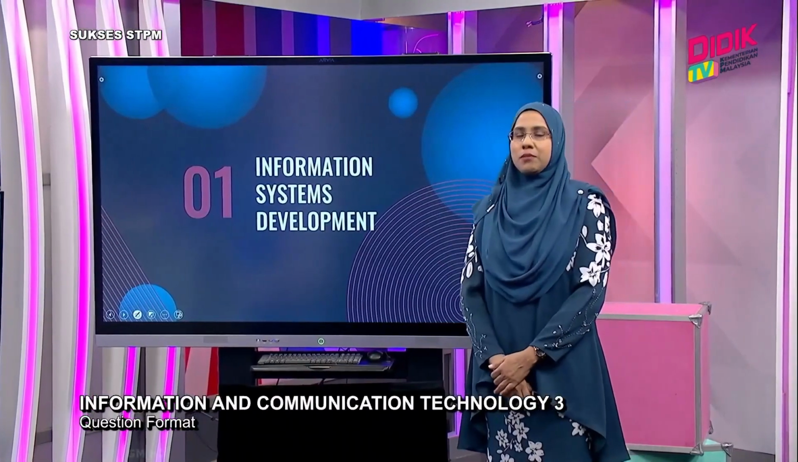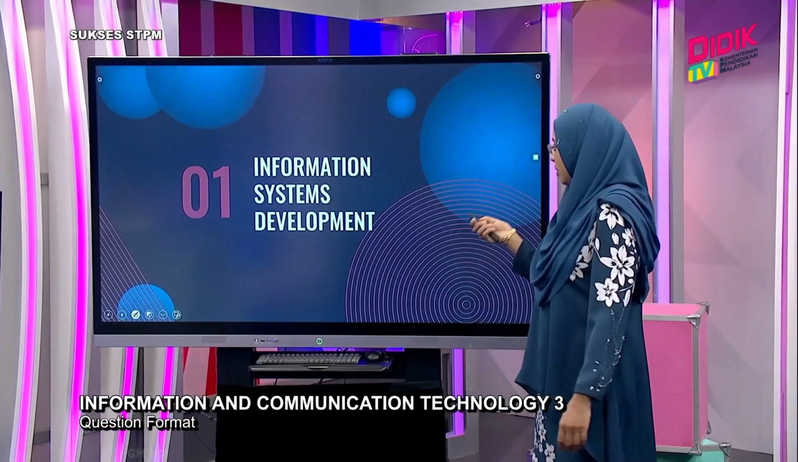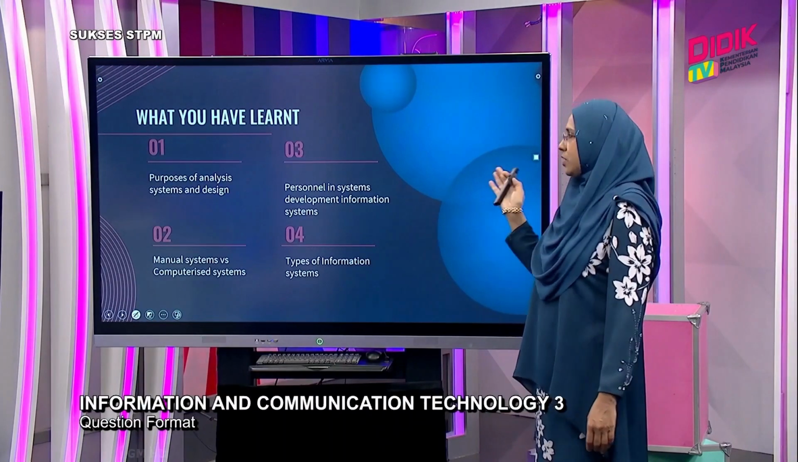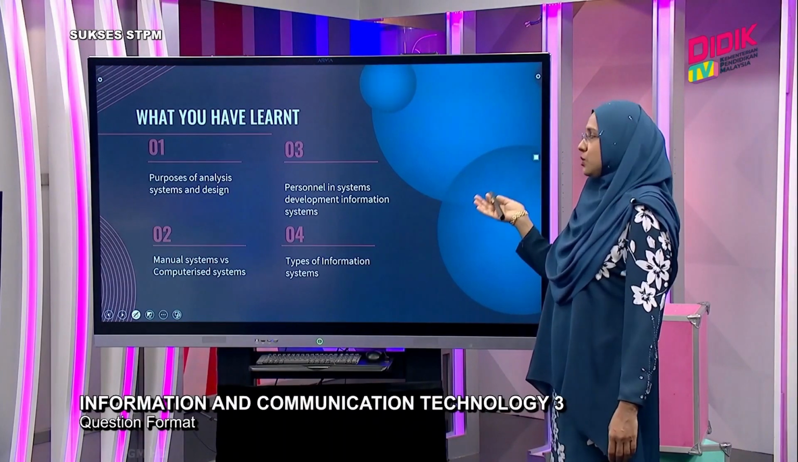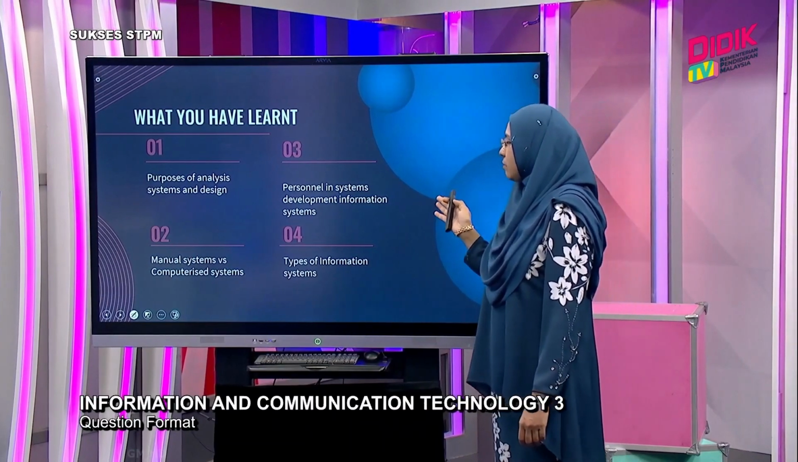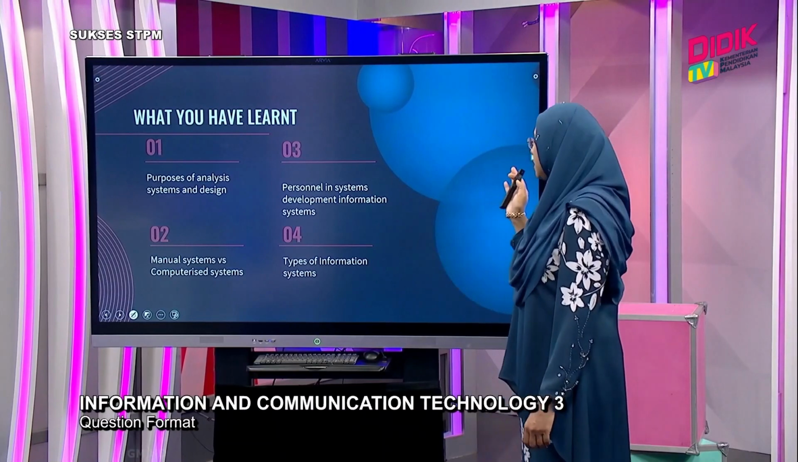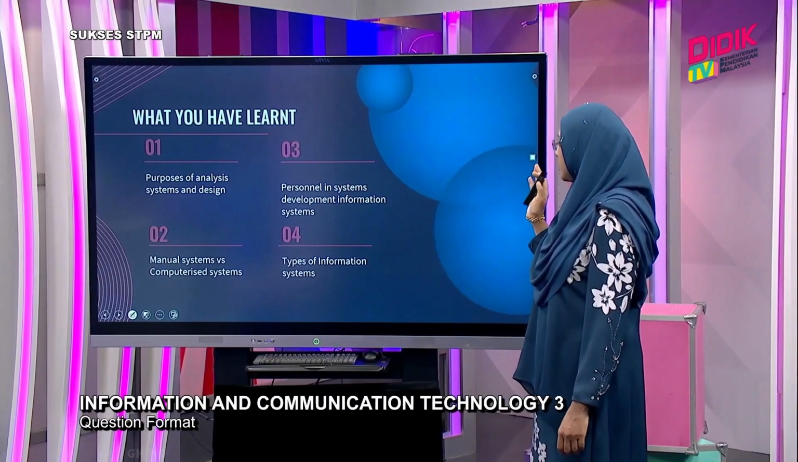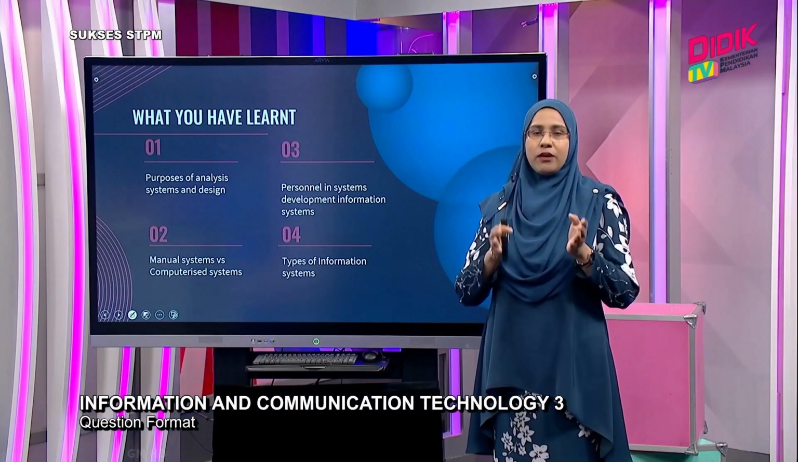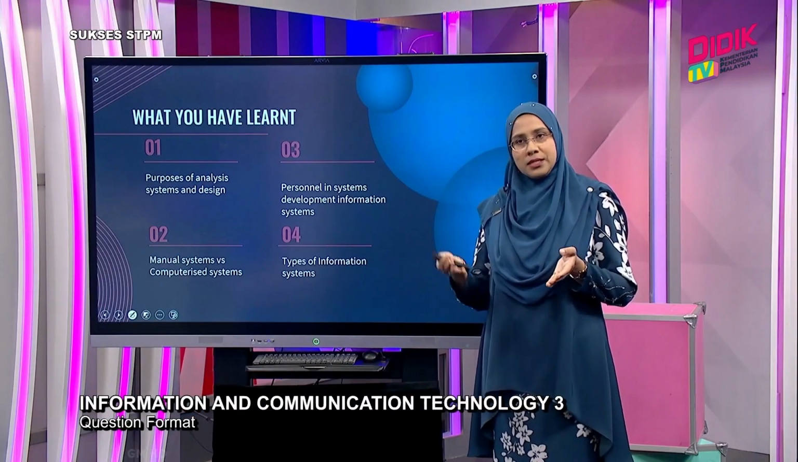The first chapter is about information system development. There are 4 topics in this chapter, a very small, beginning chapter. We learn about the purpose of system analysis and design, manual system versus computerized system. The third topic is personnel in system development information system, and the 4th one is types of information system. In this chapter, you have to read and you have to remember because you will be tested on your knowledge.